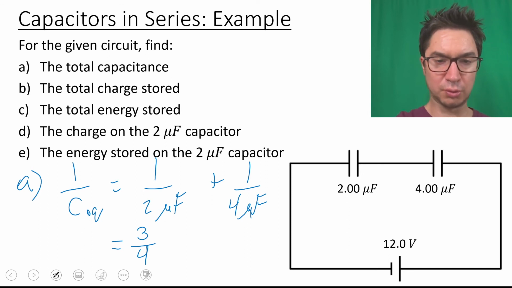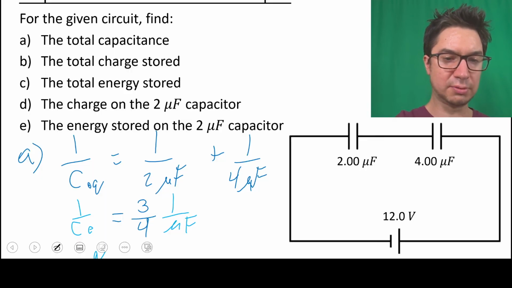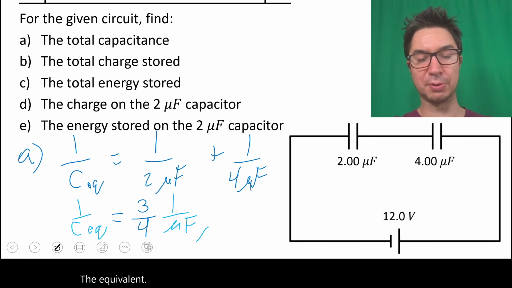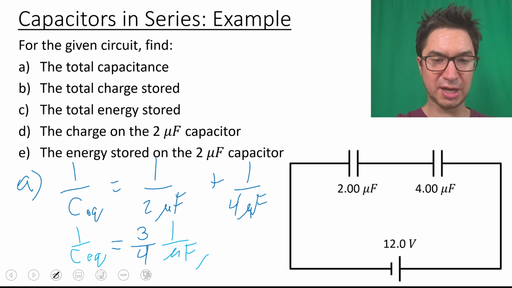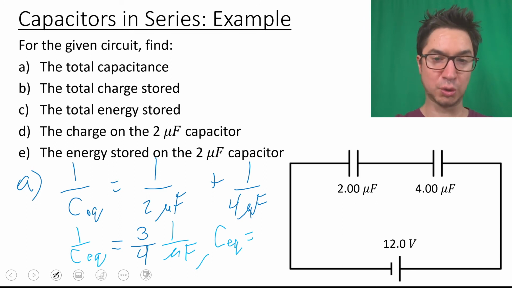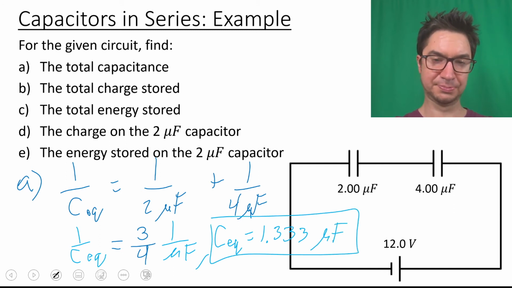So 3/4, 1 over microfarads. And if we want to find the equivalent capacitance, we have to flip, like we said before, take the reciprocal of both sides here, and we get the equivalent capacitance is equal to the reciprocal of 3/4, which is 4/3, or 1.333 microfarads for the equivalent capacitance. All right, so we got part A down.